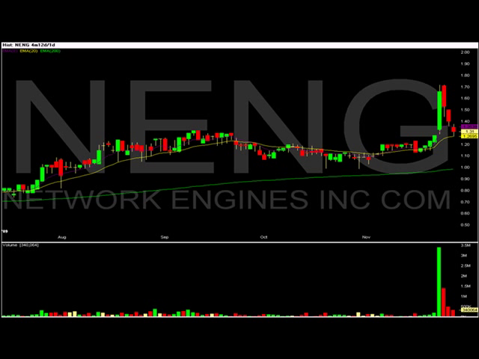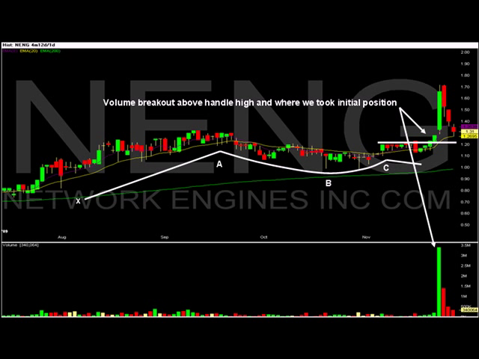This week's chart is Network Engines Incorporated, ticker symbol NENG, a manufacturer and developer of server-based platforms for IT networks within the technology sector. What drew our attention to Network Engines Incorporated was the developing cup and handle pattern seen on the daily chart. As noted in our manual, proper cup and handle patterns are generally preceded by a prior uptrend of at least 30%.